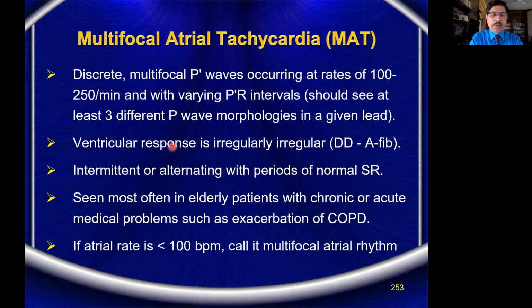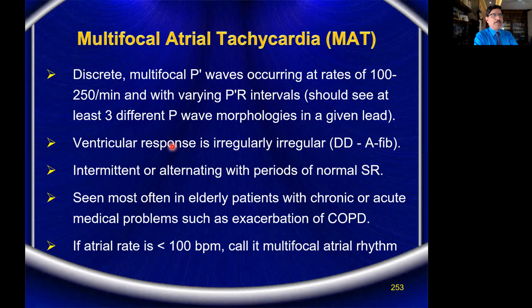If the atrial rate is less than 100, then we don't call it tachycardia. We say multifocal atrial rhythm, because anything less than 100 is not tachycardia. So we then call it multifocal atrial rhythm. Of course, it is originating from the atria, but the rate has not gone beyond 100. Now again, I am repeating slowly for your understanding what is multifocal atrial tachycardia.